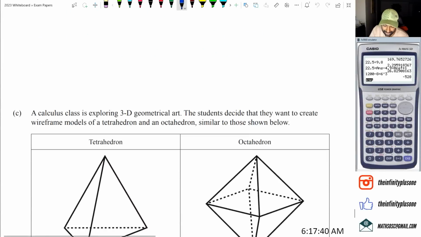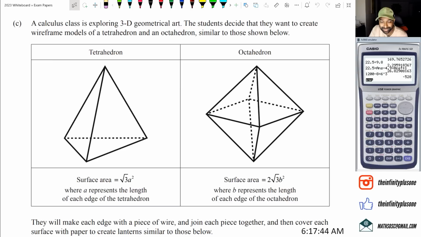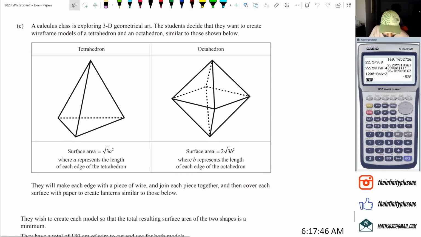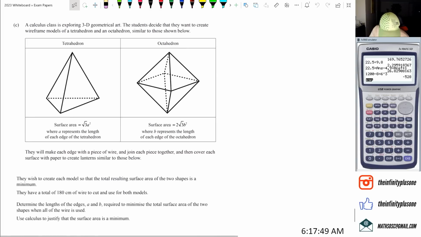So anyway, let's go to the much more complex calculus question. Now this is much more workable. All right, so what do we have here? We've got two shapes. We've got surface area, and I guess the important part is right here: a total of 180 centimeters to cut and use for both models. What are we trying to find out? The lengths A and B. So this is A, this is B. We're trying to figure out when the surface area is maximum.